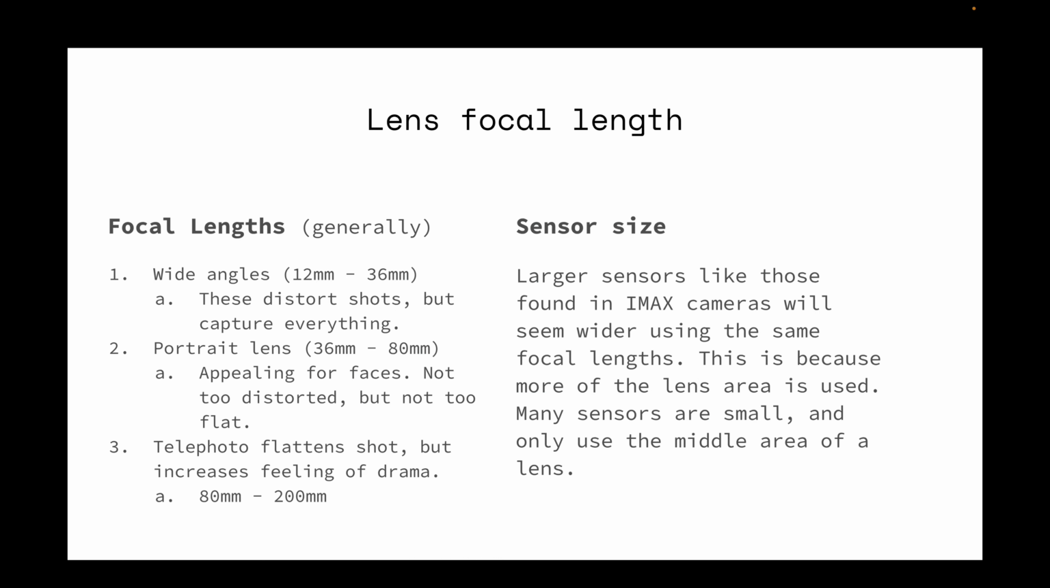Let's talk about lens focal length. Wide-angle lenses are typically between 12 and 36 millimeters. These will capture more information, but there will be a lot of distortion toward the edges of the frame. Portrait lenses tend to be 36 to 80 millimeters, and this is more appealing for faces. Not too flat, not too distorted. Telephoto lenses tend to be really flattening to the subject matter, but it's the only way to capture certain types of things that are really far away.